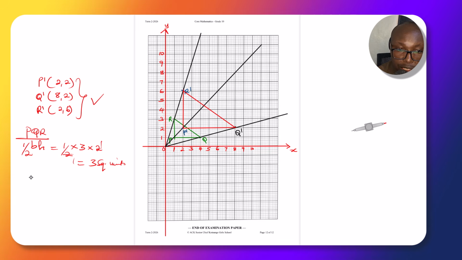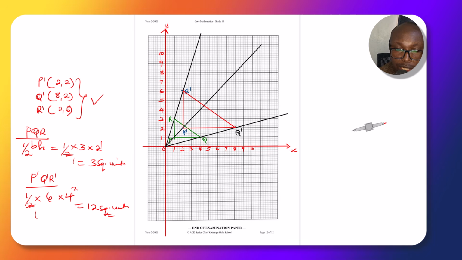So what about for the image? P prime, Q prime, R prime. The same thing, a half times the base. The base will be P prime, Q prime. How many squares are these? 1, 2, 3, 4, 5, 6. There are 6. And then the height, 1, 2, 3, 4. 4. So half times 6 times 4 gives 12 square units.